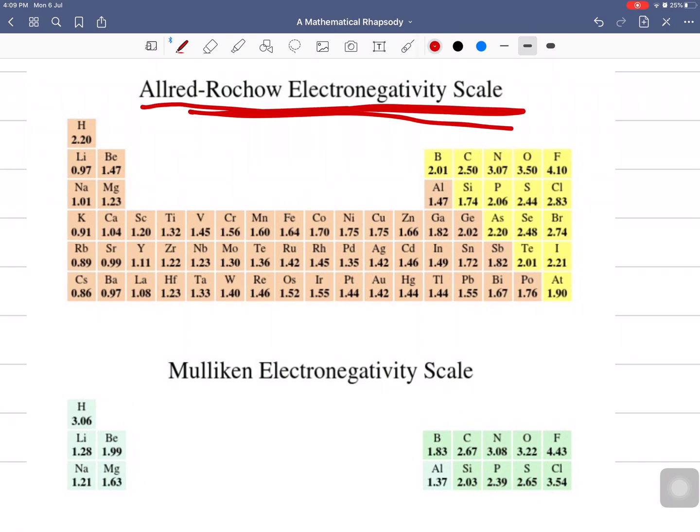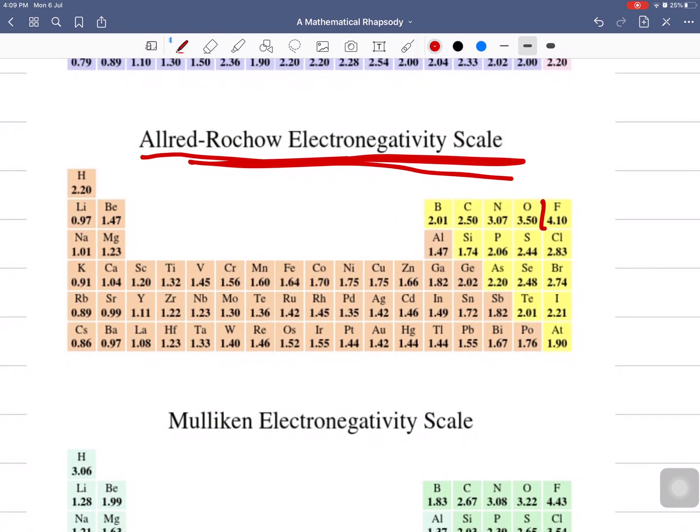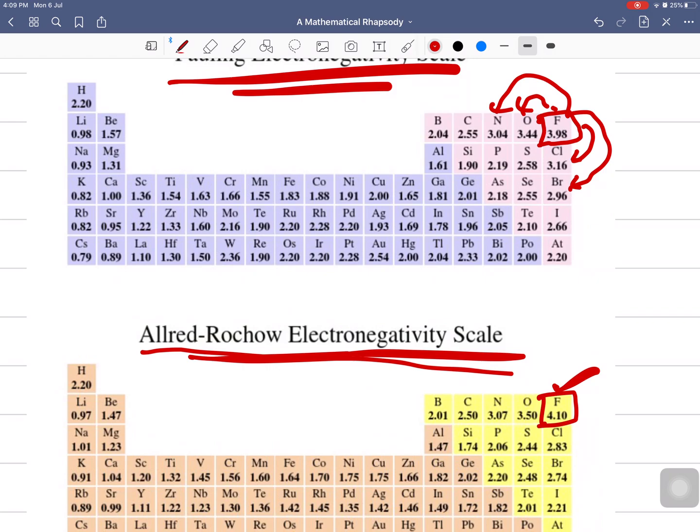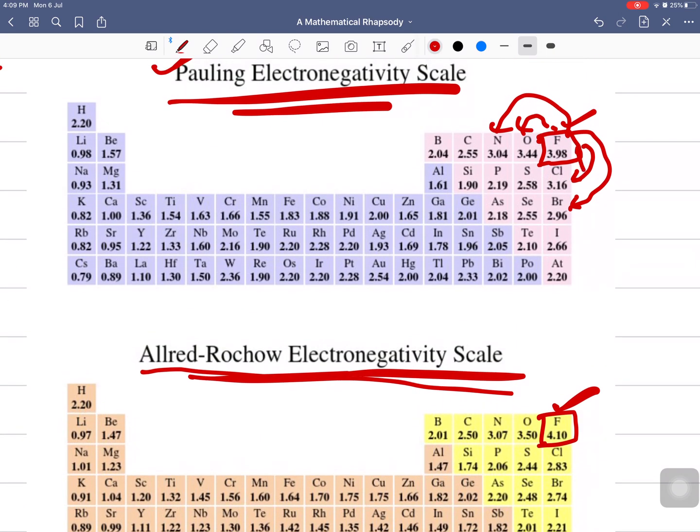This is another electronegativity scale, which is kind of important. But here, look at the difference. This is 4.1, the electronegativity of fluorine. Here it's 3.98. This is important. As you can see here, you can tell that electronegativity is relative. That is why you get different values of the same element in different tables.